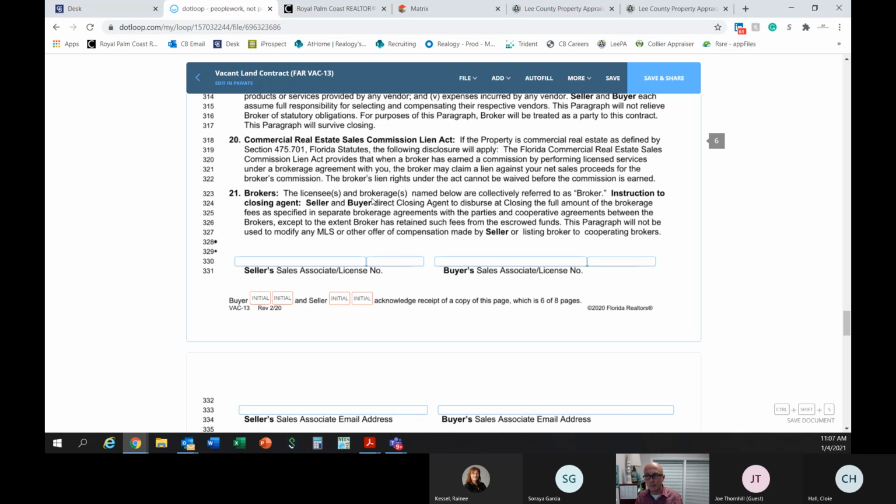All right, 21, we're getting close to the end here. Brokers: the licensees and brokerages named below are collectively referred to as broker. Instruction to closing agent: seller and buyer direct closing agent to disburse at closing the full amount of the brokerage fees as specified in separate brokerage agreements with all parties and cooperative agreements between the brokers, except to the extent broker has retained such fees from the escrowed funds. This paragraph will not be used to modify any MLS or other offer of compensation made by seller or listing broker to cooperating brokers. Any questions on that? Okay.